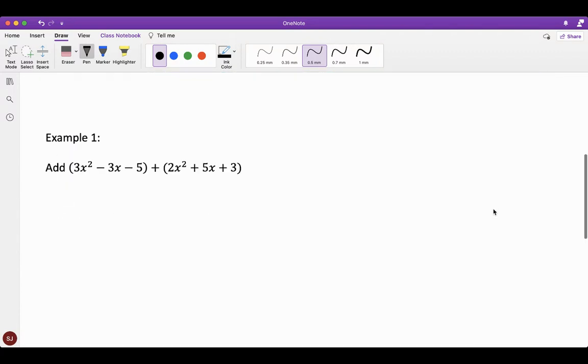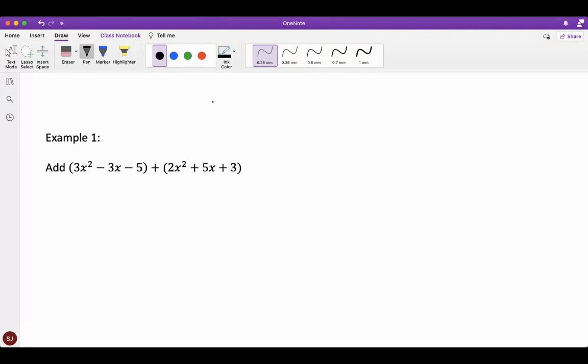So here is example number 1. We're supposed to add these two polynomials. The first polynomial is 3x squared minus 3x minus 5, and the second polynomial is 2x squared plus 5x plus 3. I know in the beginning this looks a little bit daunting. There are a lot of variables, a lot of numbers, a lot of different things going on, but I promise you it is not too difficult.